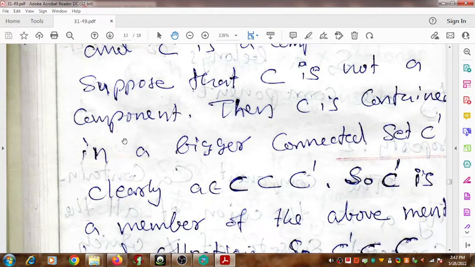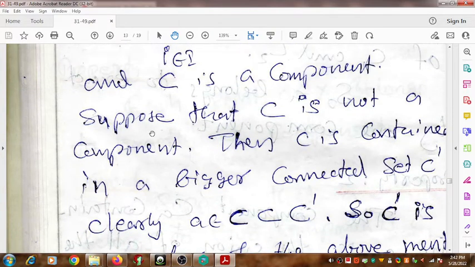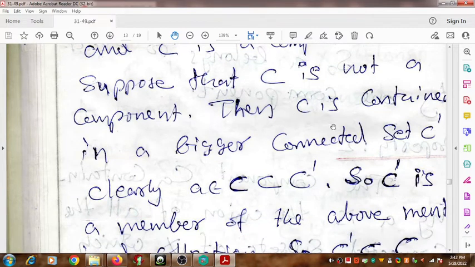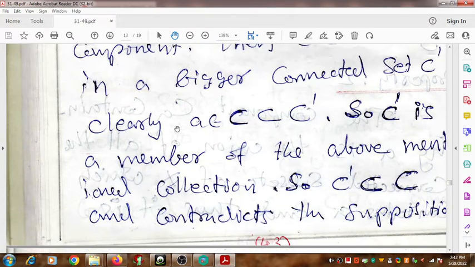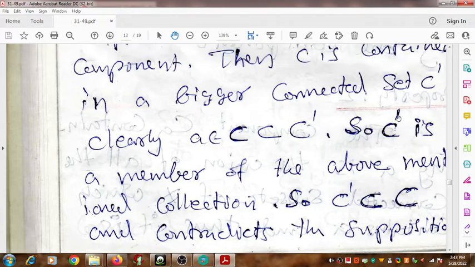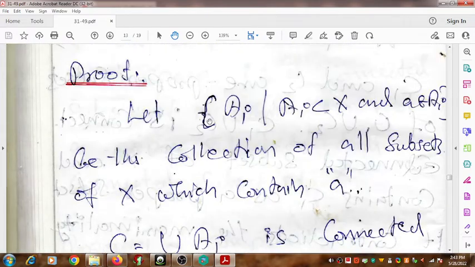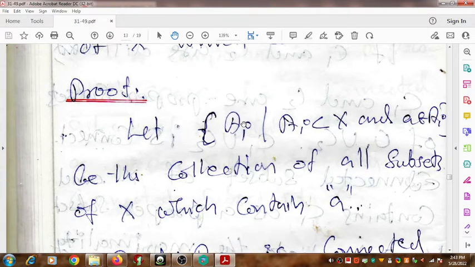So suppose that C is not a component. For the time being, we assume that C is not a component. Then C is contained in a bigger connected set, say C prime. Clearly, A is a member of C, and C is a subset of C prime. Here C prime is connected, C is also connected. But A is a member of C prime. As A is a member of C prime, C prime must be a member of this family, right? Because here we are considering those connected subsets of X which contain the point A.